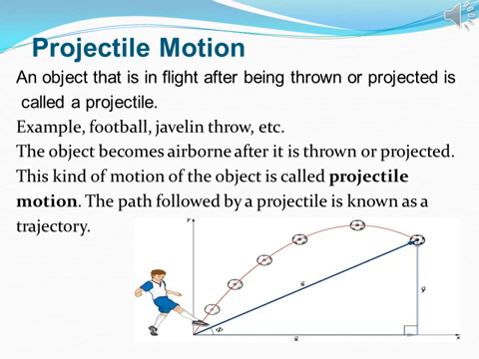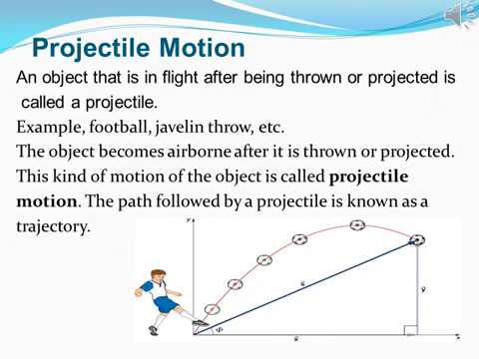An object that becomes airborne after it is projected or thrown upward is a projectile. A projectile is any object that is thrown into space upon which the only force acting is the force of gravity. In other words, the primary force acting on the projectile is the force of gravity, which does not mean that other forces do not act on it.